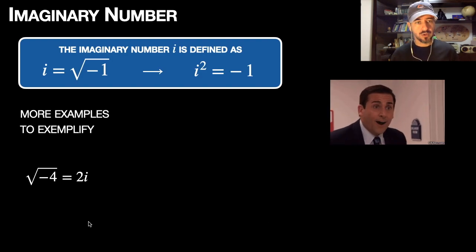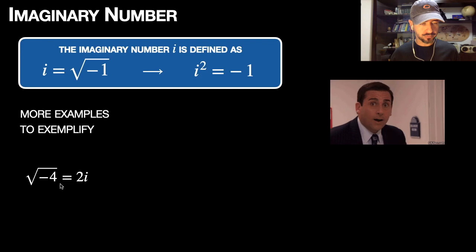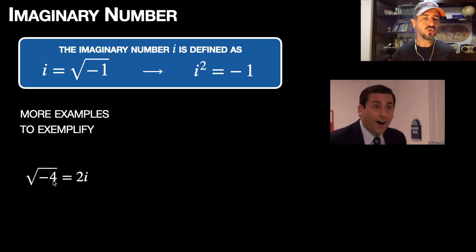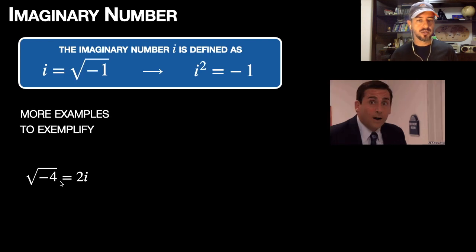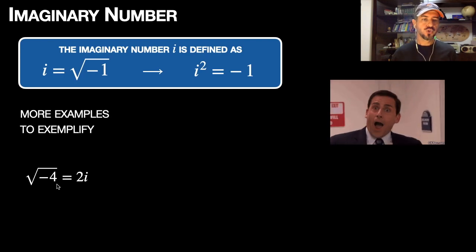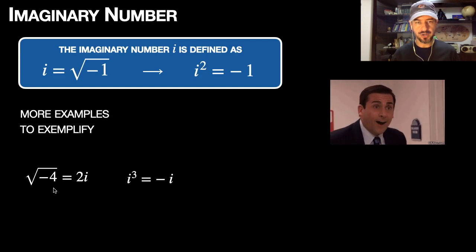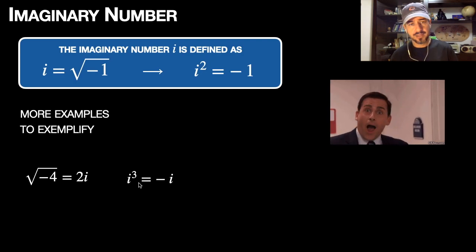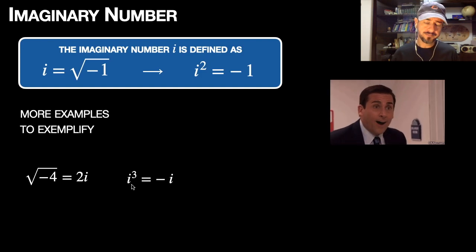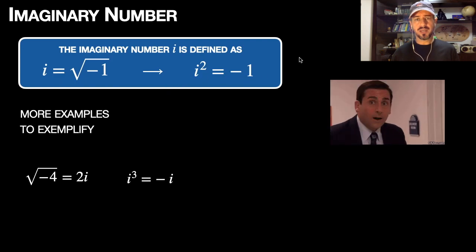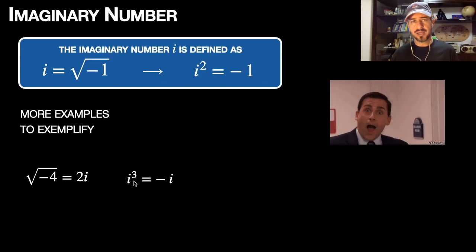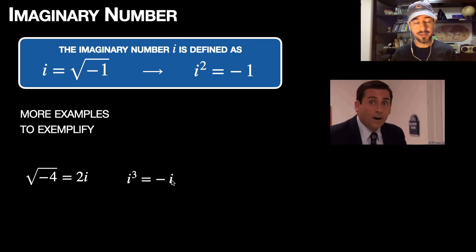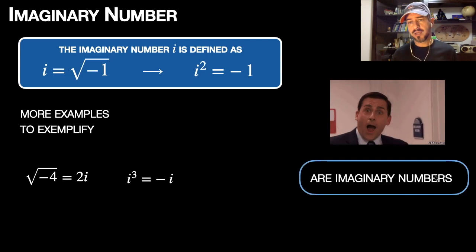More examples. So the square root of minus 4, the square root of minus 1 is i. So here we have the square root of 4 times i, which is 2 times i. So we have imaginary number here. Another example, i squared multiplied by i. So we have i to the third power. Since i squared is a real number, we have here an imaginary number i multiplying a real number, which is minus i. So these two examples are imaginary numbers.